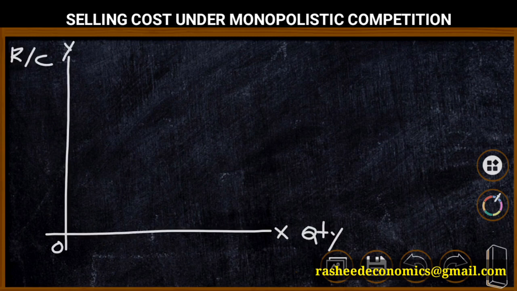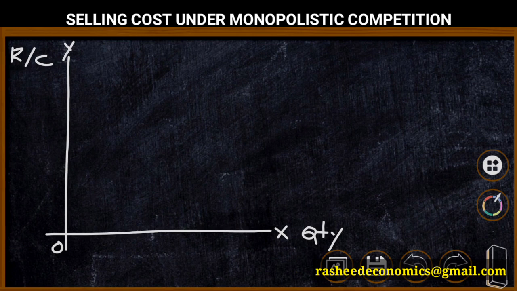In order to plot the selling cost, we have taken x-axis and y-axis. On the x-axis we have shown quantity of the commodity, and on the y-axis we have represented revenue and cost for the commodity. For analytical convenience, we are considering only the average revenue and average cost curve. We are simply neglecting marginal revenue and marginal cost curve.